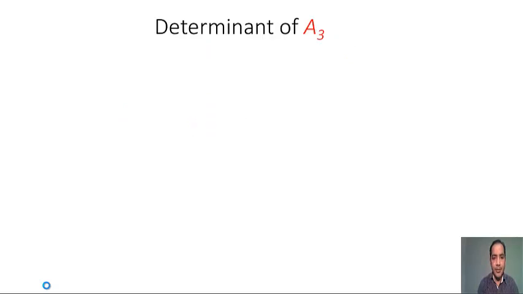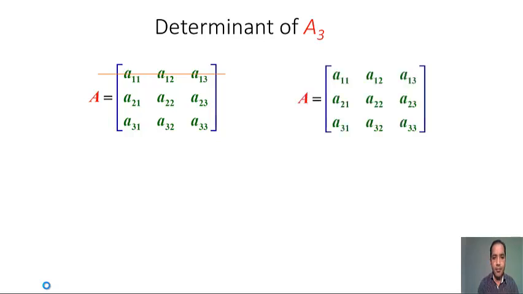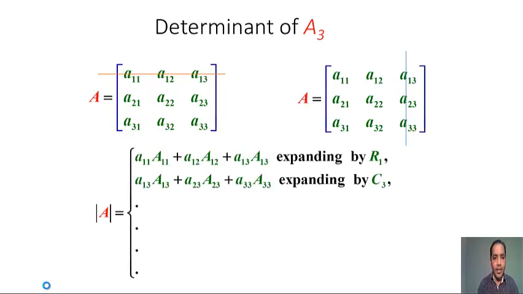Determinant of 3 by 3 matrix. If we have a matrix which is of order 3 by 3, then determinant of A is calculated by R1 or C3 or any row or any column. Then we have determinant of A, mod A, is equal to, if we expand it by R1 and C3 and so on.